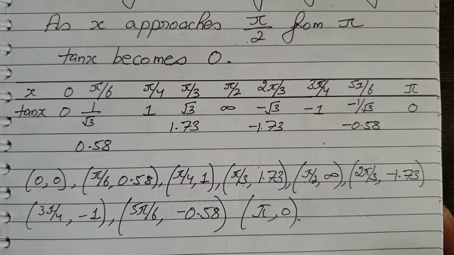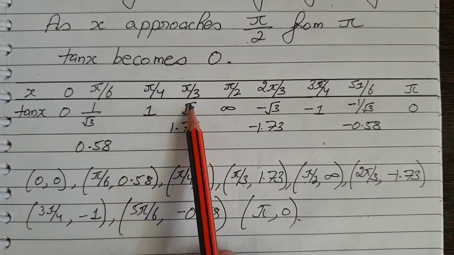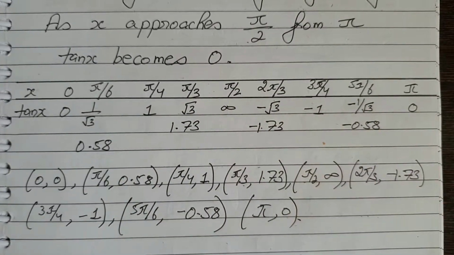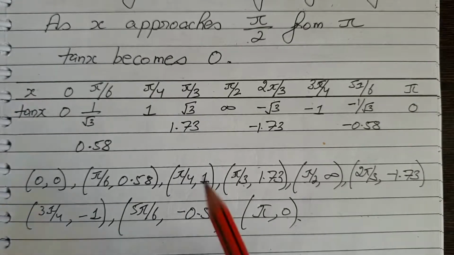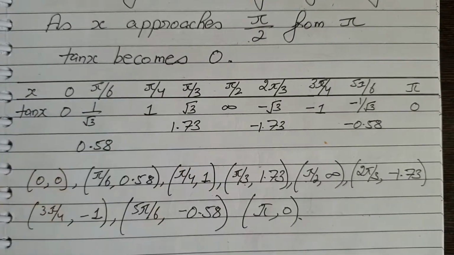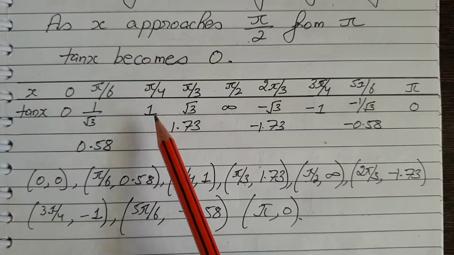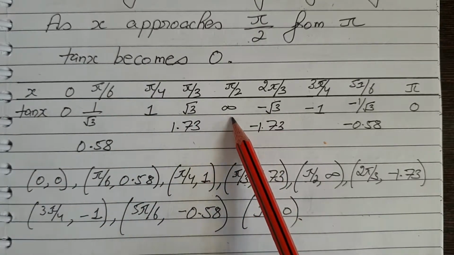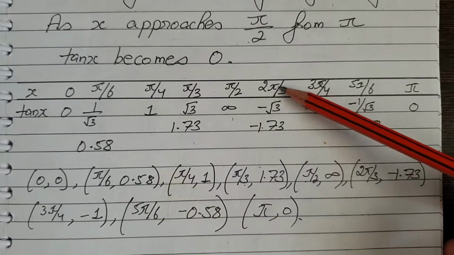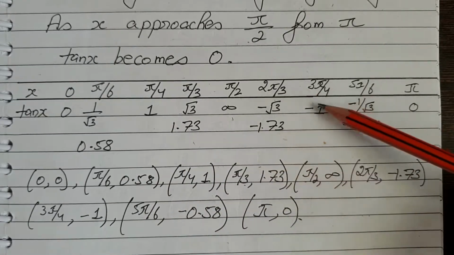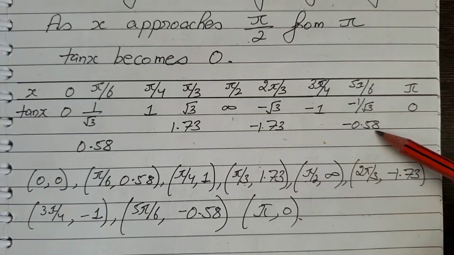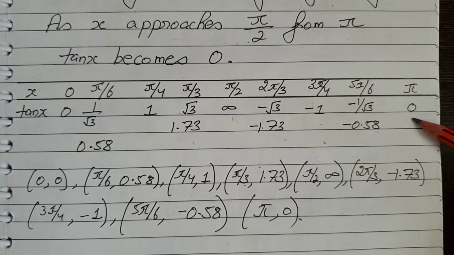Now consider this table. In this table I have drawn it from 0 to pi. So 0, pi by 6, pi by 4, pi by 3, pi by 2, 2 pi by 3, 3 pi by 4, 5 pi by 6 and pi. So tan 0 is 0, tan pi by 6 is 0.58, tan pi by 4 is 1, tan pi by 3 is 1.73, tan pi by 2 is infinite, tan 2 pi by 3 is minus 1.73, tan 3 pi by 4 is minus 1, tan 5 pi by 6 is minus 0.58, tan pi is 0.